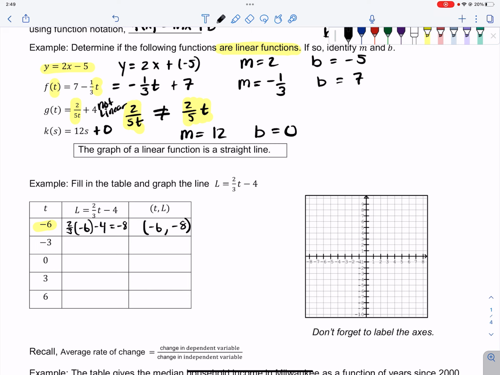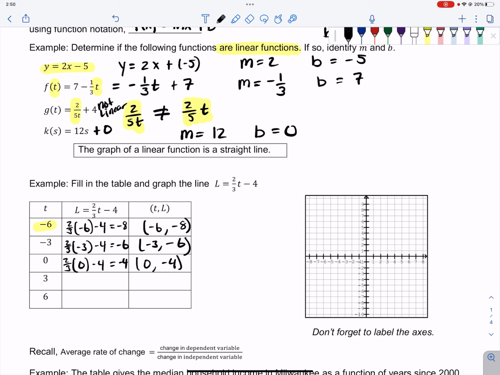The next one, we want to put in -3 for t. So 2 over 3 times -3 minus 4. And that gives us -6. So our ordered pair is going to be -3, -6. The next one, we want to put in 0 for t. So 2 over 3 times 0 minus 4. That gives us -4. So we have 0, -4.